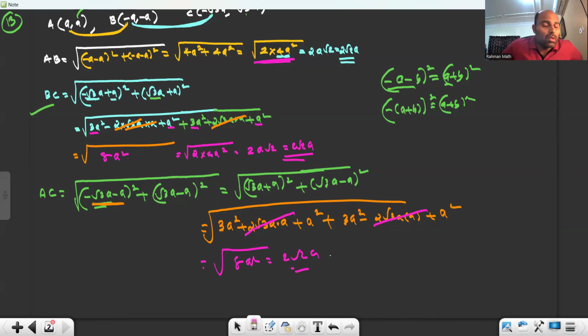So we got all the three sides are equal. Therefore, what we can say here: AB equal to BC equal to CA. Therefore, ABC is an equilateral triangle.